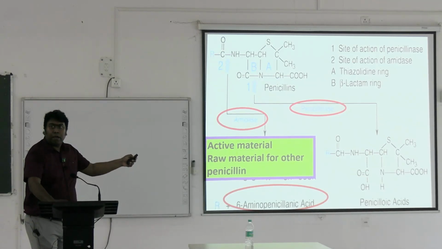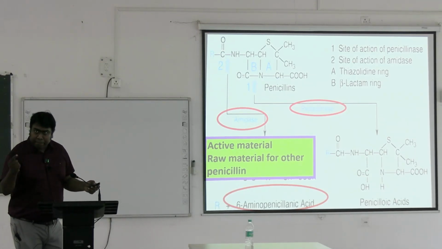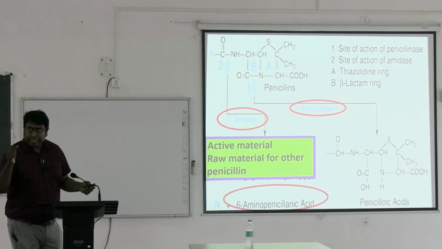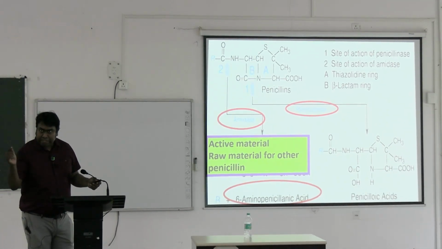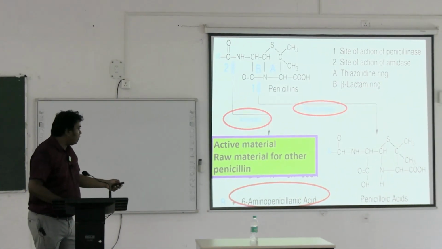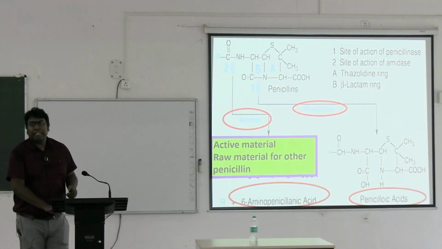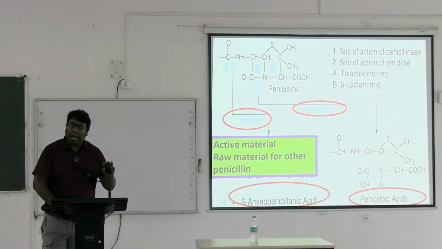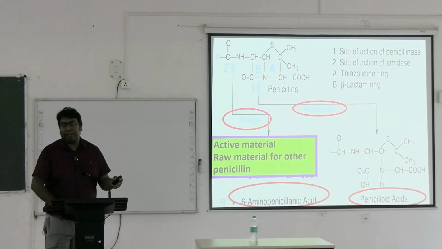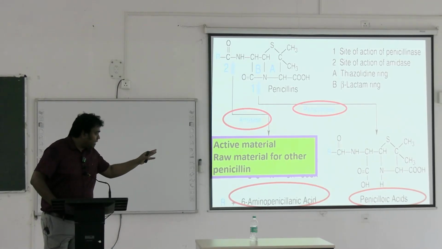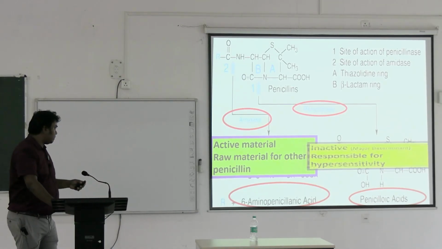Penicillinase is one type of beta lactamase. Beta lactamase develops penicillinic acid. This penicillinic acid is not a helpful or active moiety, but it causes allergic reaction, immune reaction. So side effects develop more by this penicillinic acid.